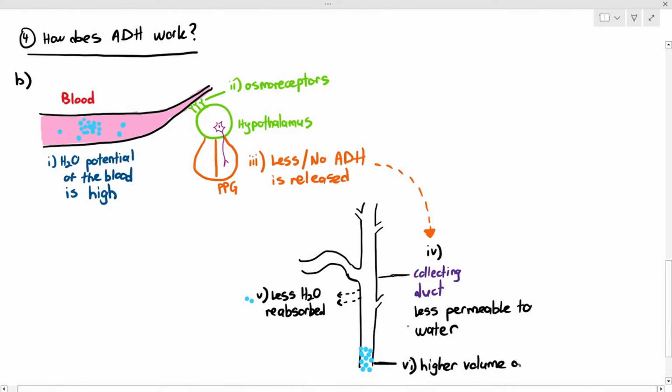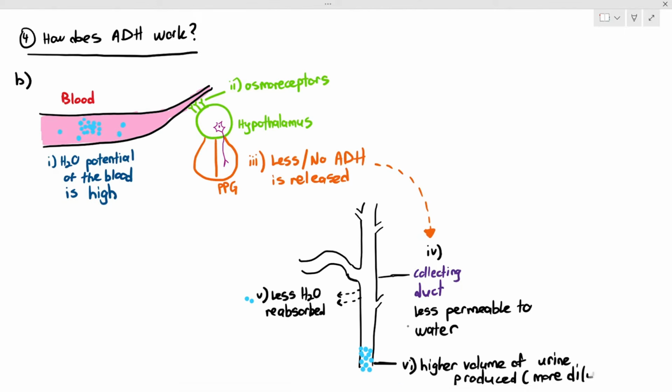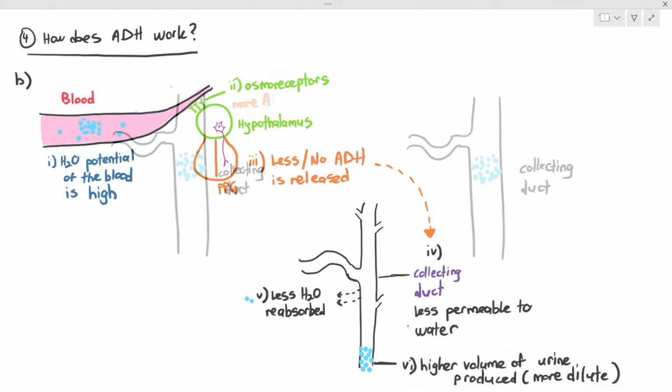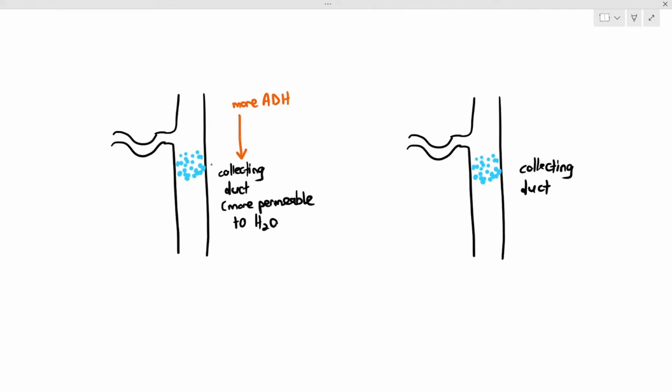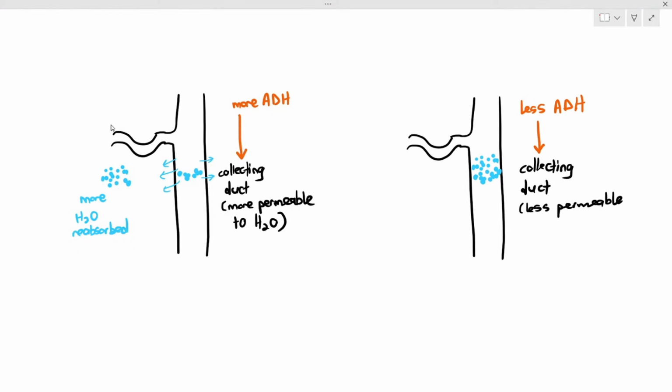urine production will be much, guess what? It will be much higher volume of urine produced, correct? And it will be more dilute. So ADH makes the collecting duct more permeable to water, so it reabsorbs more water, but no ADH or less ADH makes the collecting duct less permeable to water, so less water is reabsorbed.